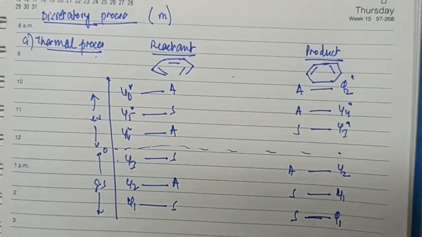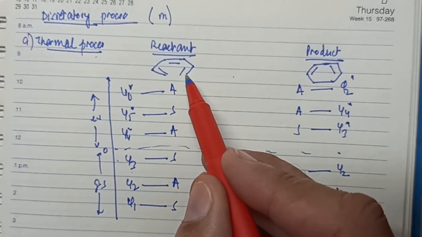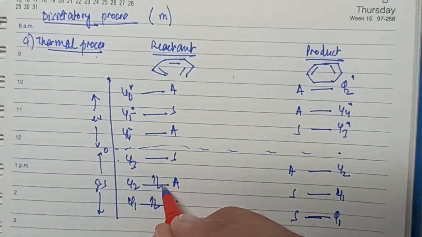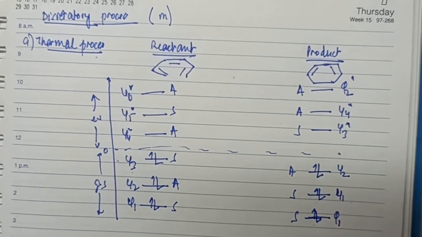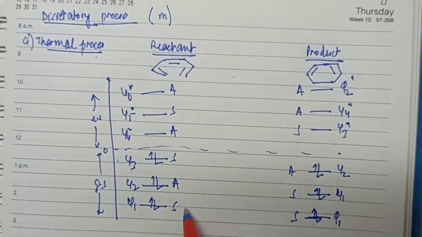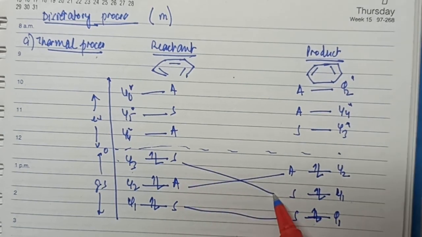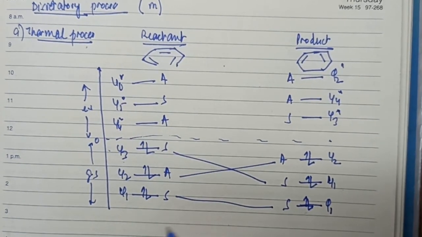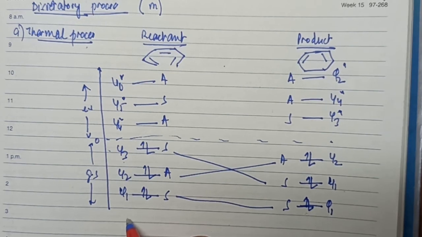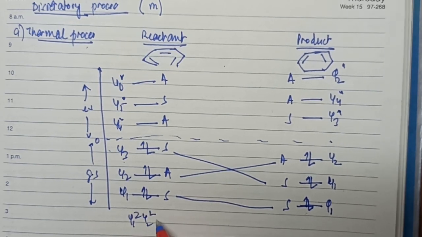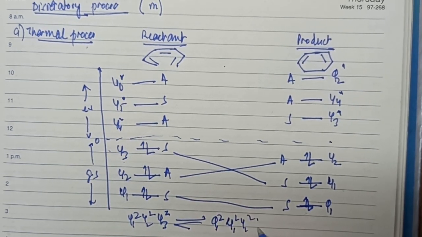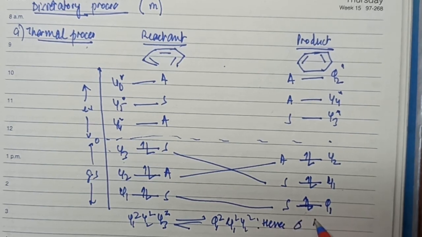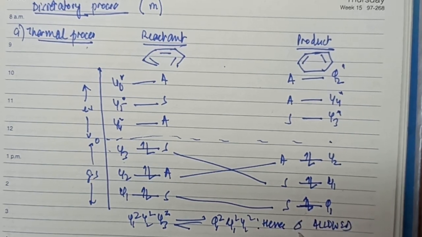Now, since it is a thermal process, I have to accommodate 6 electrons of the reactants. First 2 will go to psi1, next to psi2, next to psi3. Similarly, on the product side, 6 electrons have to be accommodated. This should be the electronic distribution. So S matches with S, A with A, S with S. So the ground state is correlating, and since the ground state is correlating, I can say psi1 2, psi2 2, psi3 2 correlates with phi1 2, psi1 2, psi2 2. Hence this process is thermally allowed.